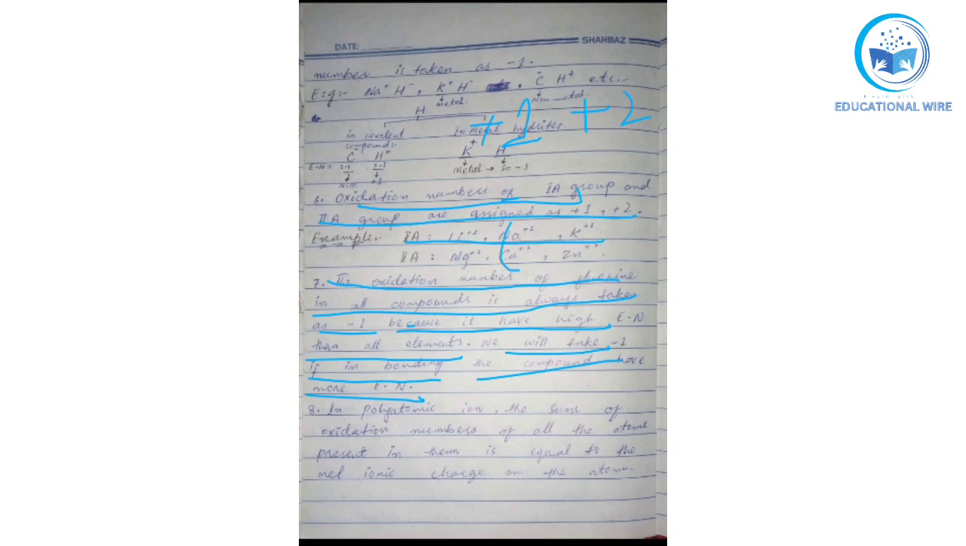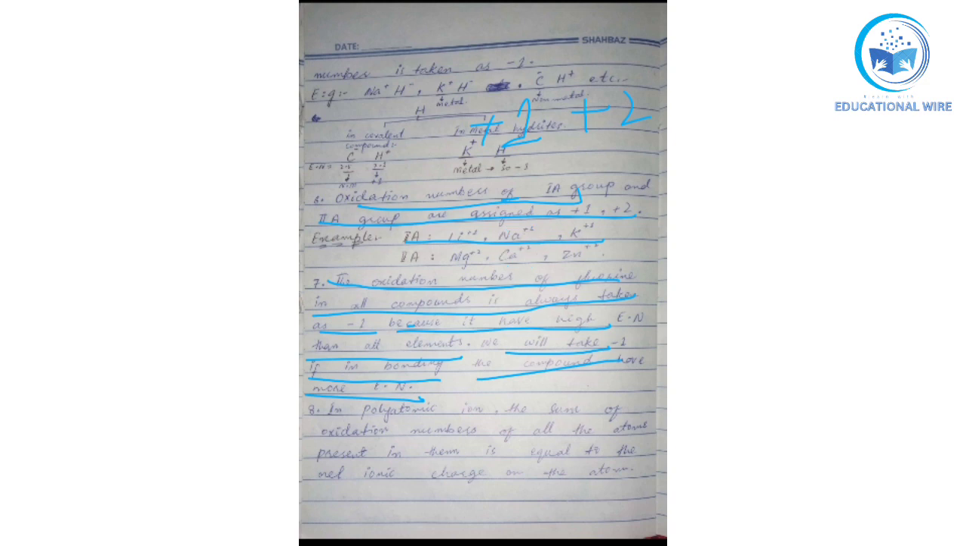But if we have oxygen, we will take oxygen as -1 in bonding with less electronegative elements, because oxygen has more electronegativity than others, but less electronegativity than fluorine. So when we have oxygen and fluorine, we take fluorine as the electronegative one, it will be negative, and oxygen will automatically be positive.